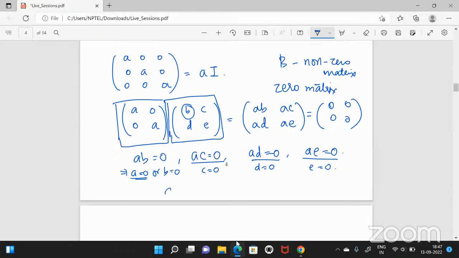Yes, A is 0, the matrix itself is 0. The matrix A is 0. This is only because it is a scalar matrix. If it was a diagonal matrix, we cannot tell this. Means if you are allowed to change the diagonal entries, you cannot tell this.